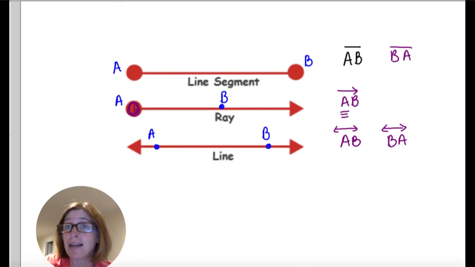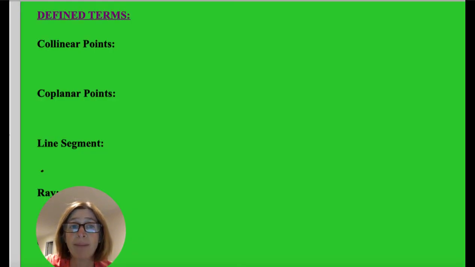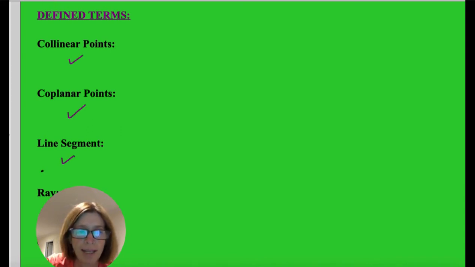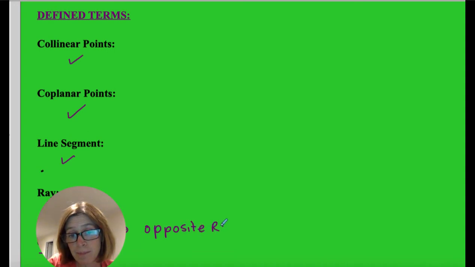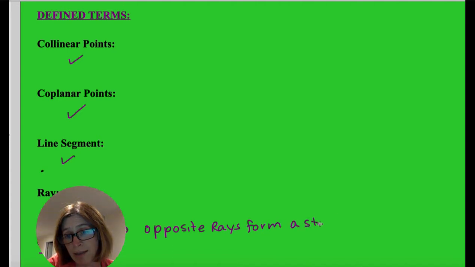All right, let's take on some more vocabulary, okay? I know there's a lot, but we've learned about collinear points, coplanar points, line, segment, and rays. Today we're going to talk about opposite rays, okay? So, opposite rays are just that. They're rays that go in opposite directions. However, opposite rays form a straight line or a straight angle.